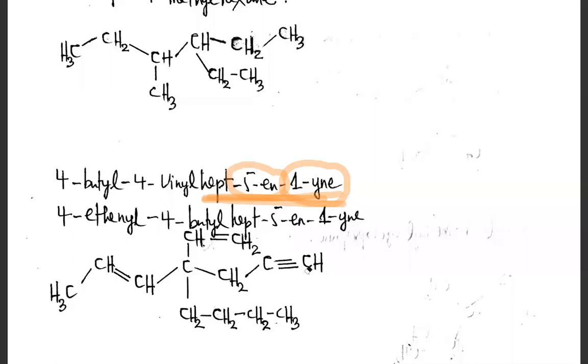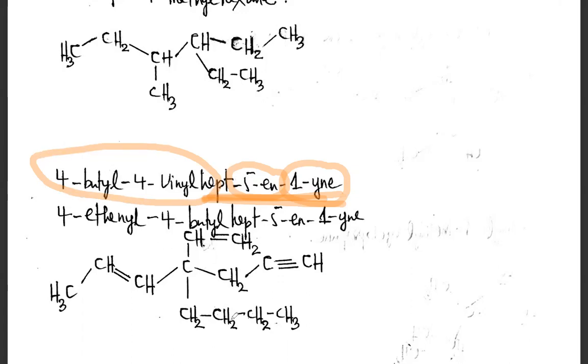Then you are done. That is the chaîne principale. What is remaining is the addition of substituents. So the first one, if you are to consider this nomenclature, this one here, the first one is butyl.